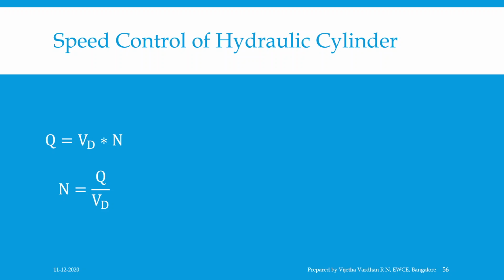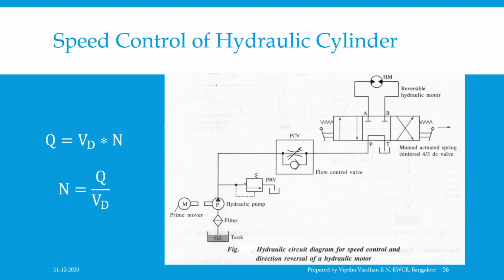Then we'll understand one more concept, that is speed control and reversing of direction using a pressure compensated flow control valve and a direction control valve. It consists of a pump P driven by a prime mover M. The output or discharge from the pump is connected to the pressure compensated flow control valve, which is shown in the hydraulic circuit in the slide right now. Then let us understand how it works.